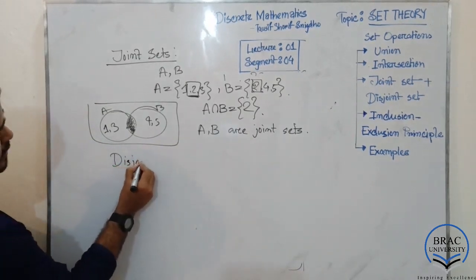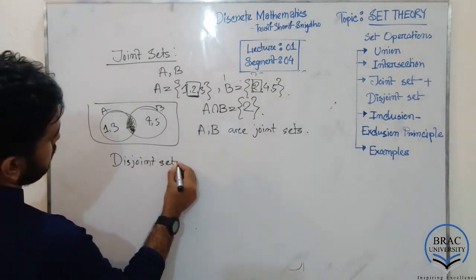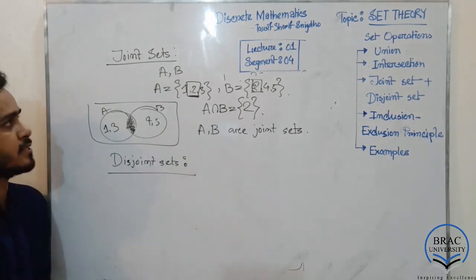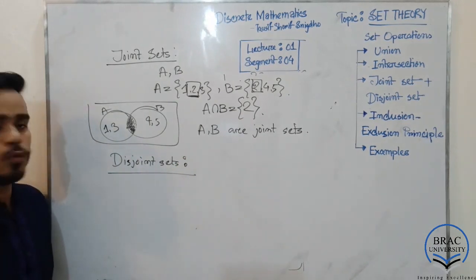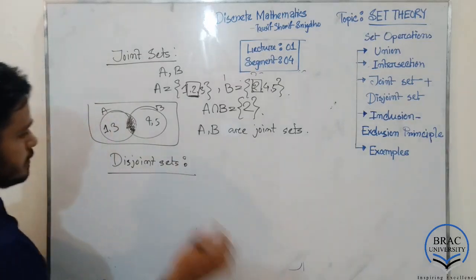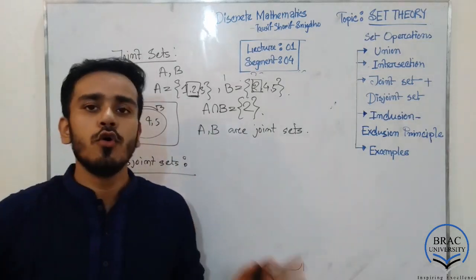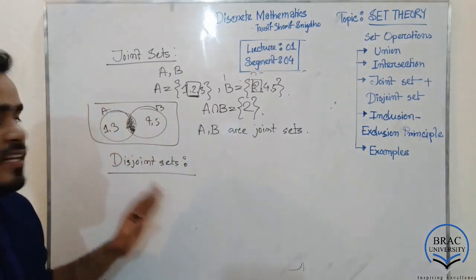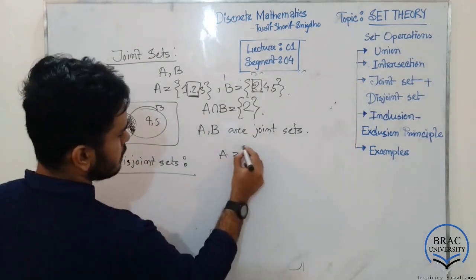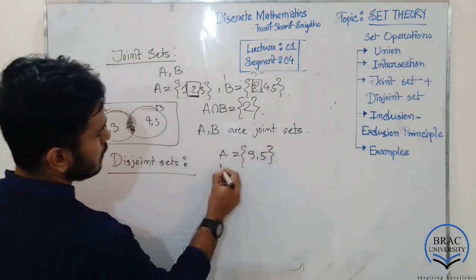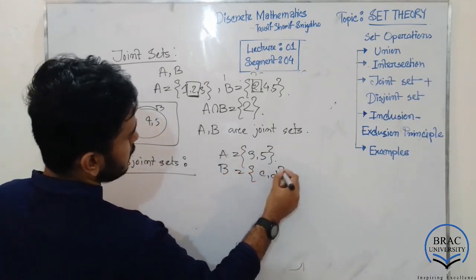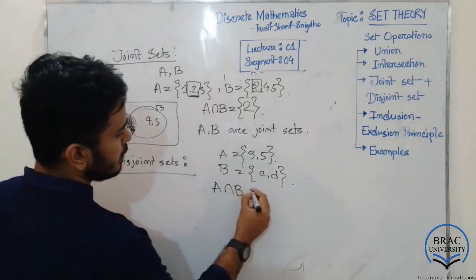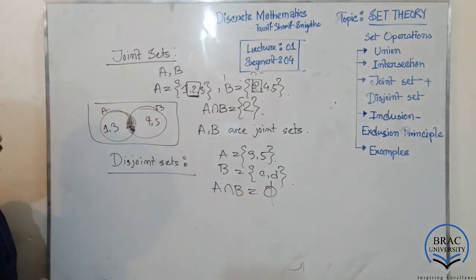Now these joint sets, this is completely opposite to the previous concept. What is it? If two sets have no common elements between them, then those two sets are called disjoint sets. For example, set A is 3 and 5, and set B is C, D. Is there any common element between A and B? No. That means A intersection B equals null.